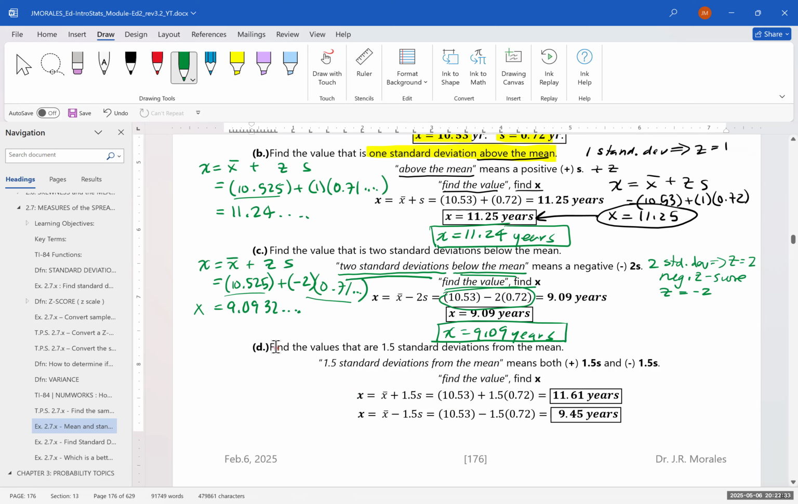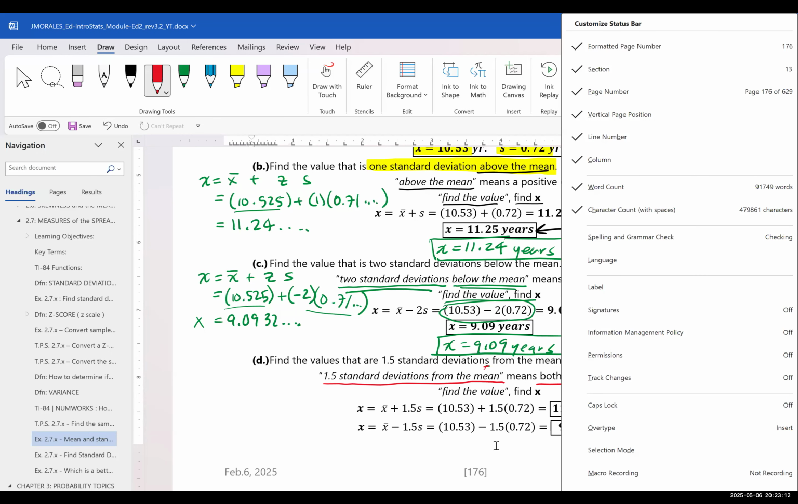Okay, part D is to find the values that are 1.5 standard deviations from the mean. So because they're not saying above the mean or below the mean, it's saying 1.5 standard deviations, plural, from the mean. What they mean is 1.5 standard deviations both above and below. So we're going to have a positive z-score of 1.5, and we're going to have a negative z-score of -1.5, which means 1.5 standard deviations below the mean.